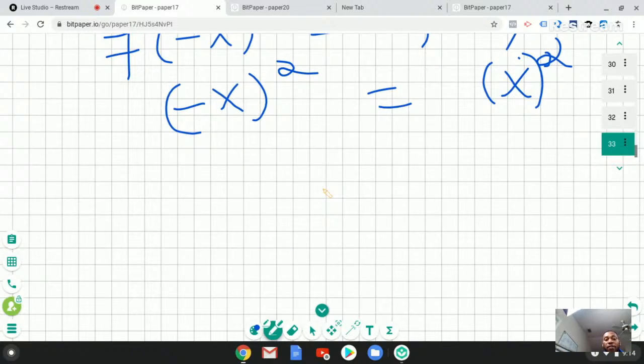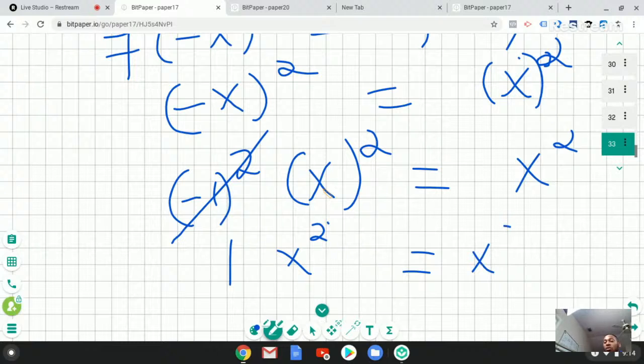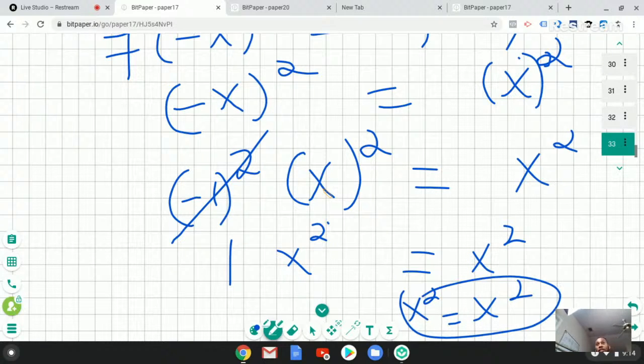So what is negative x squared? I can move the negative 1 out. That would be negative 1 squared times x squared. And does that equal x squared, right? So negative 1 squared is what? 1 multiplied by x squared. Does that equal x squared? X squared is equal to x squared. So that means it's an even function. So it can be even, odd, or neither. So some functions are not even, not odd functions. So this is an even function.